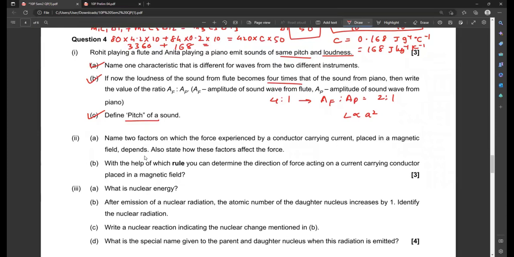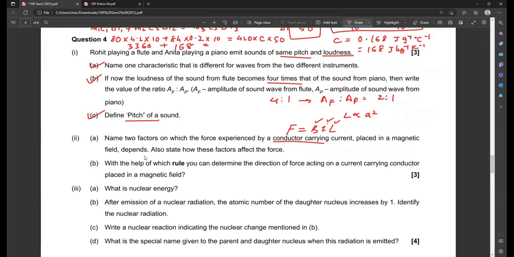Then name two factors on which the force experienced by a conductor carrying current placed in a magnetic field depends. State how these factors affect the force. So I have told you this formula F is equal to BIL. So the force experienced by the conductor depends on the magnetic field, the current, and the length of the conductor in the magnetic field. So if you increase the strength of the magnetic field, the force will be more. If you increase the current, the force will be more. Okay, so there is a direct relation in this.